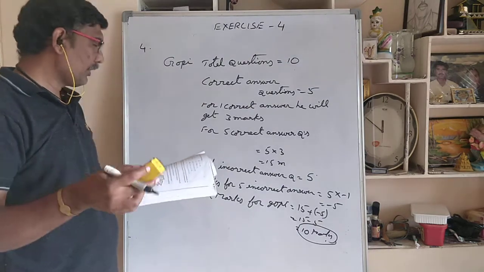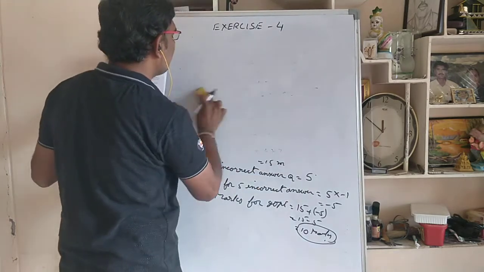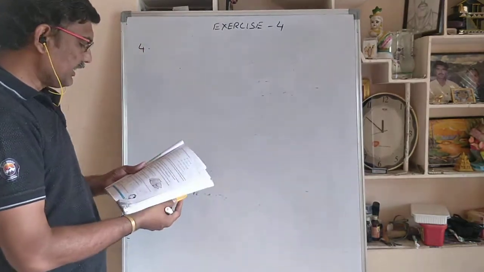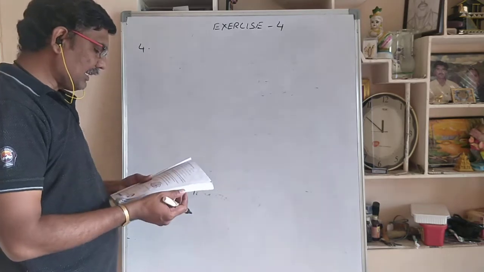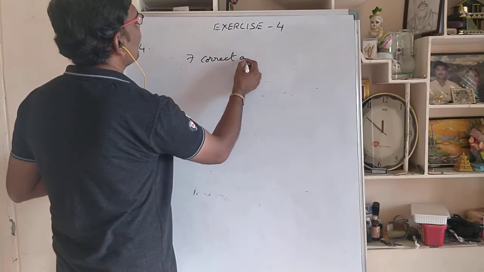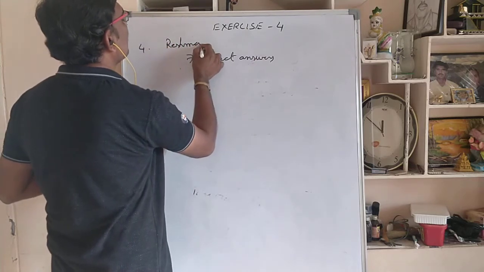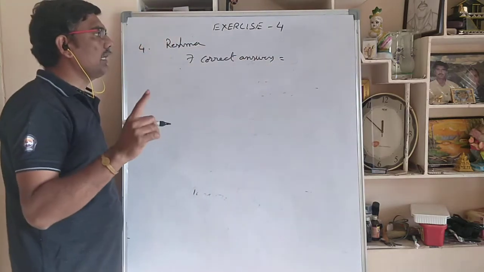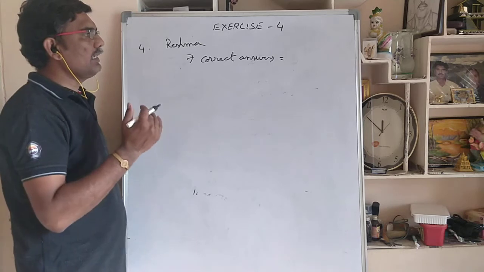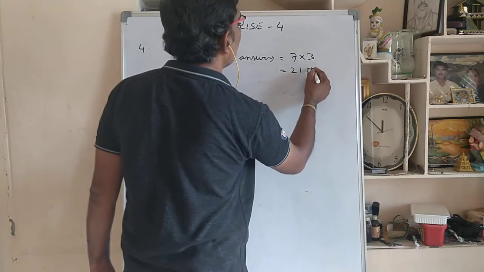In the same problem, we have another one, that is about Reshma. See it here. Reshma gets 7 correct answers and 3 incorrect answers. For 1 correct answer 3 marks. For 2 correct answers 2 into 3 marks. For 7 correct answers, she will get 7 into 3, that is 21 marks.